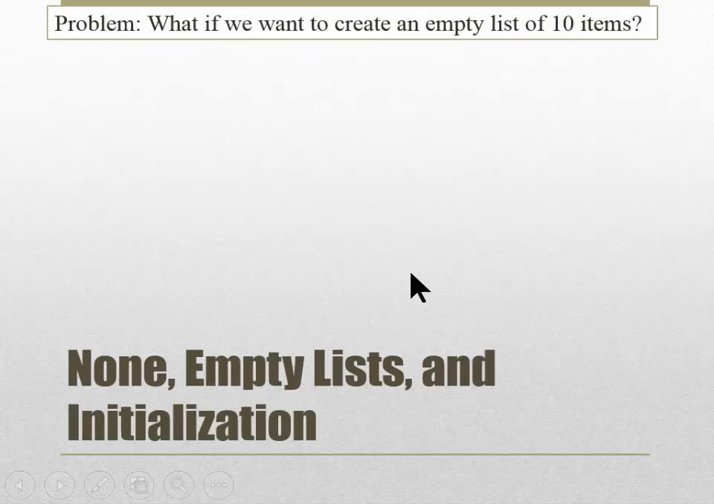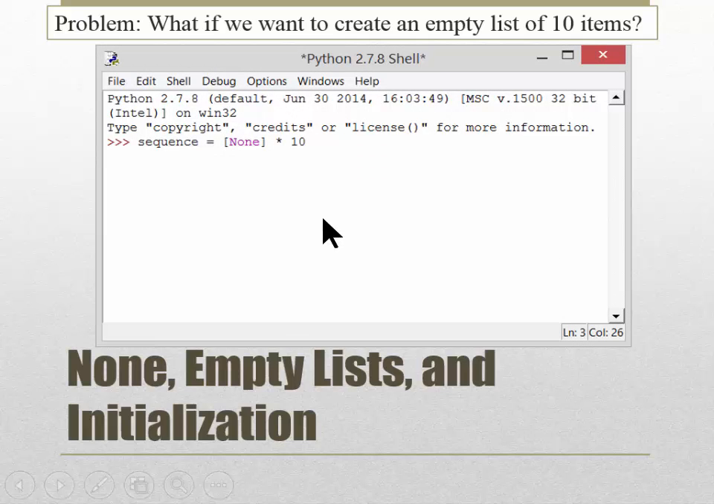So here's a problem. What if we want to create an empty list of 10 items? Again, we want to have some space holders. If we put 2 brackets, we will actually get just an empty list. So that doesn't give you 10 spaces, and sometimes that can be a problem because if I have an empty list, what happens if I say put something in for the 10th element of an empty list? It gives you an error because it doesn't have a space for it. Oops.